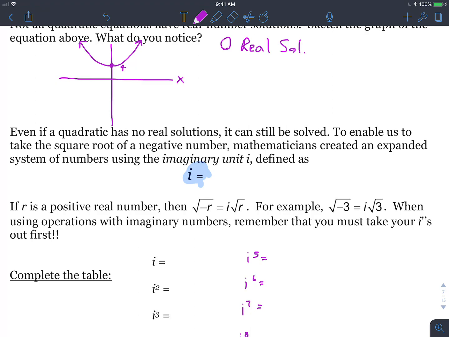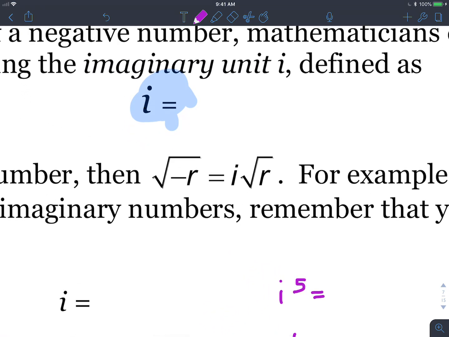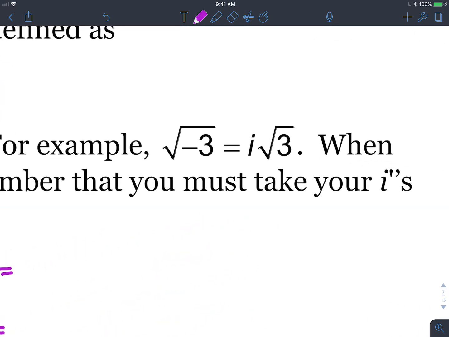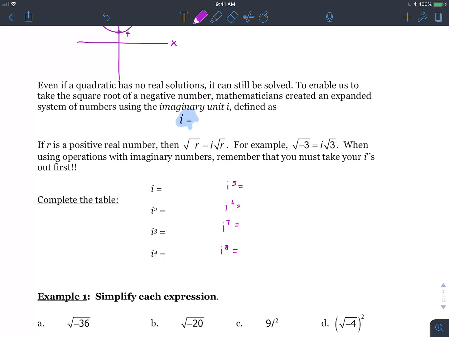So here's how you do it. If r is a positive real number, then the square root of negative r is the same thing as putting this little i symbol out in front and then the square root of that same positive version of the number. For example, the square root of negative 3 is i times the square root of 3. That's how you write out your different numbers.